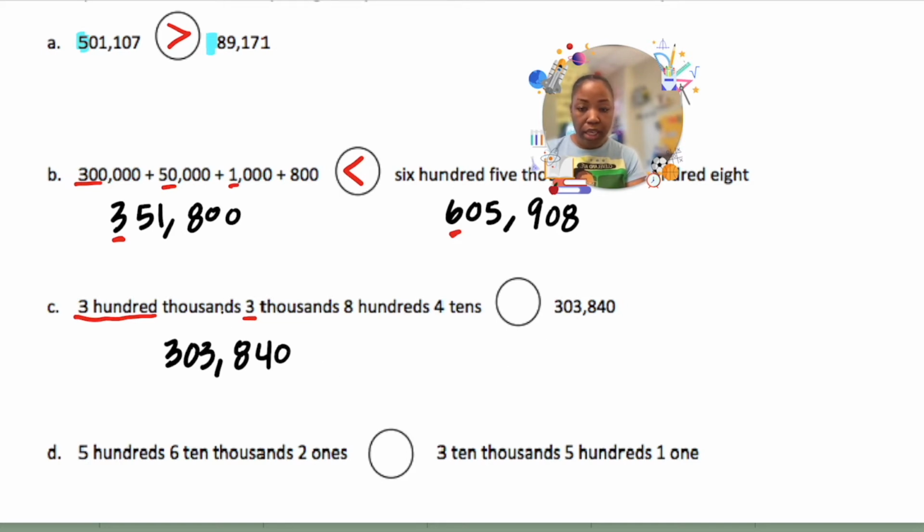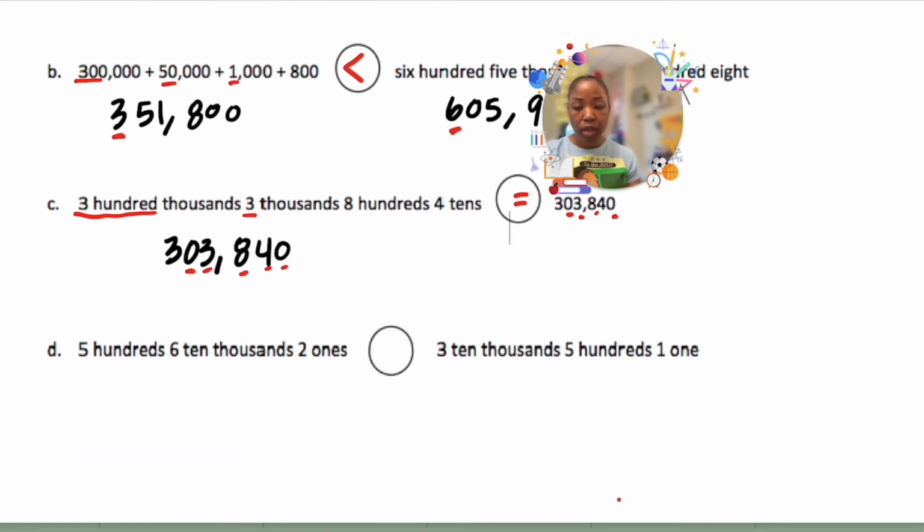So let's look at the 100,000s. That's the greatest place value. They're the same. So let's look at the 10,000s. They're the same. So let's look at the thousands. They're also the same. Let's look at the hundreds. They're the same. The tens are the same. This is the same exact number. So you would put equal to.